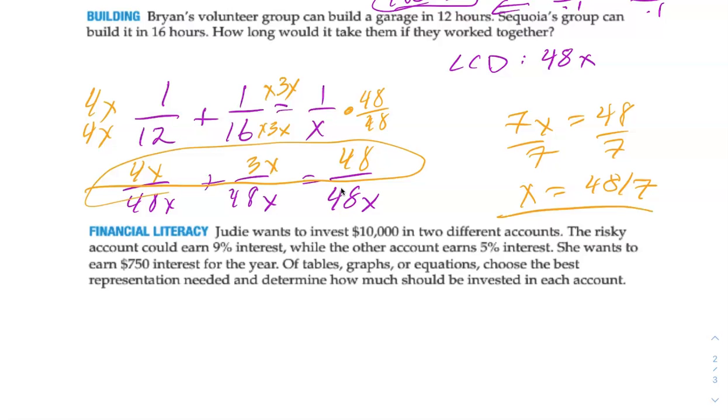Usually most of the time it's a decimal. It's not like a nice answer. That's how long it takes them to work together.